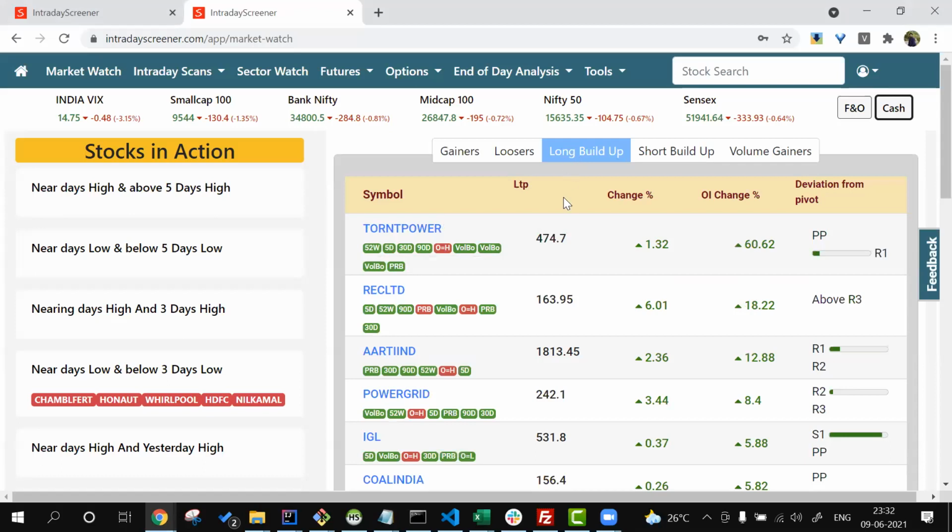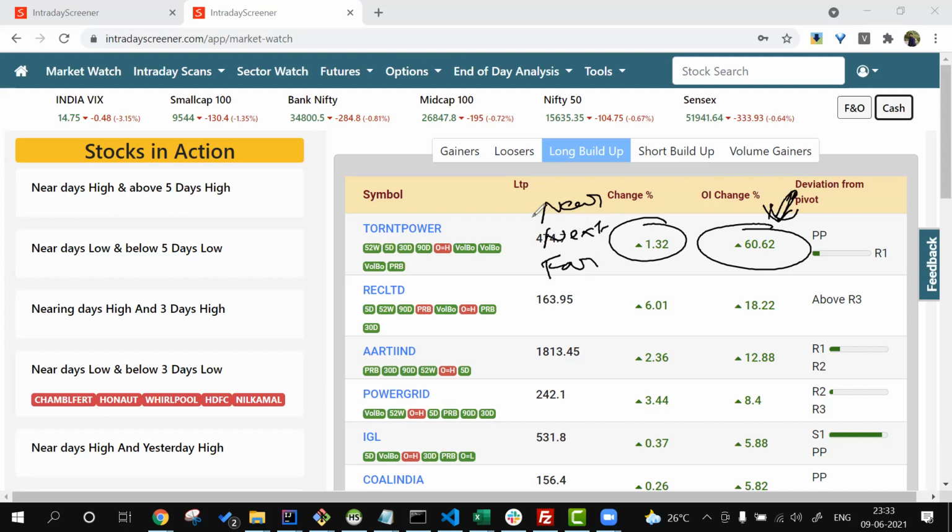Long build up stocks are stocks where price has increased and open interest has also increased. Open interest is basically a measure of how much traders are building longs in futures. Please note this open interest is of all the futures combined. So there is near, next, and far. There are three futures. Near means current month, next means next month, far means the third month.